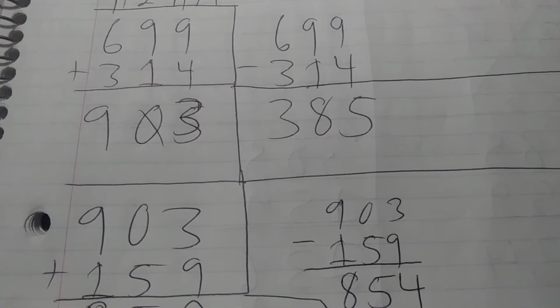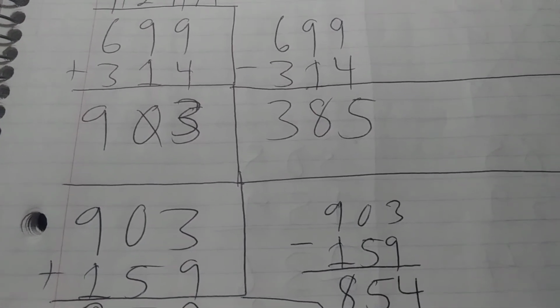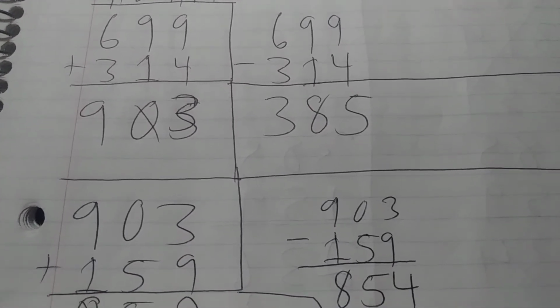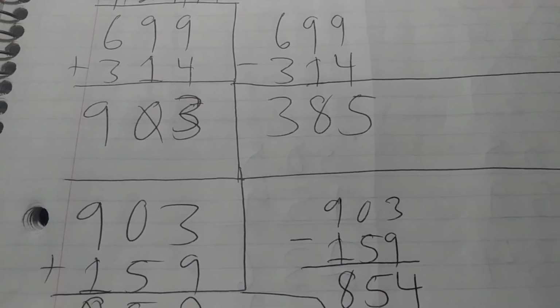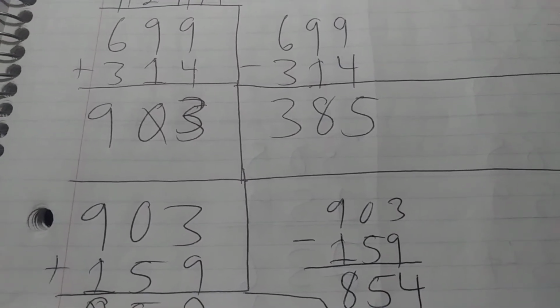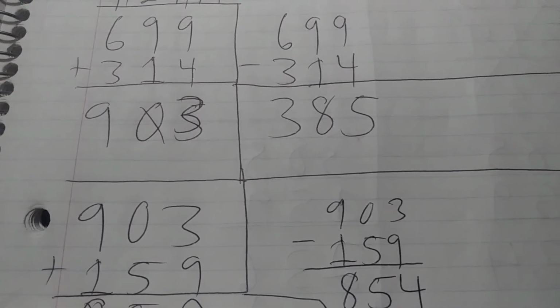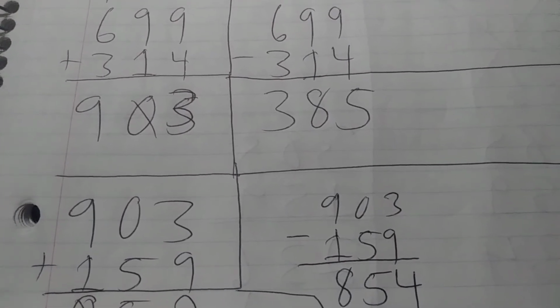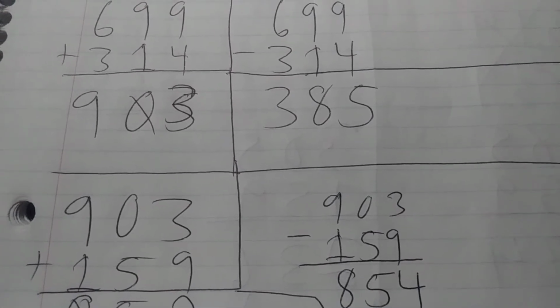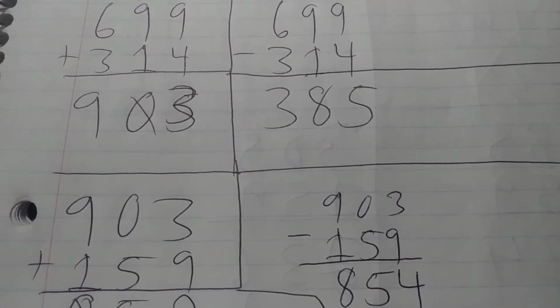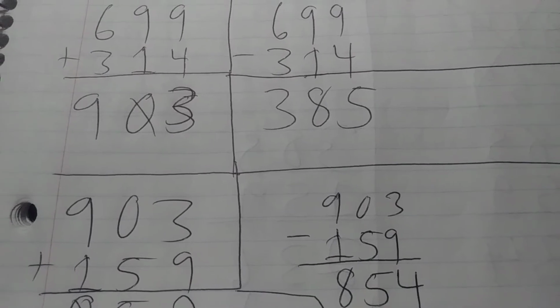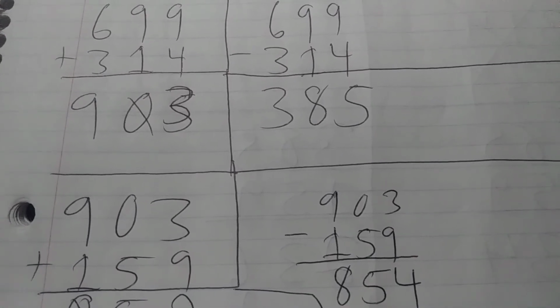You're going to minus off 314, so you have 6 minus 3, which is 3. 9 minus 1, which is 8. 9 minus 4, which is 5. Both 903 and 385 did not hit in the next 7 days.